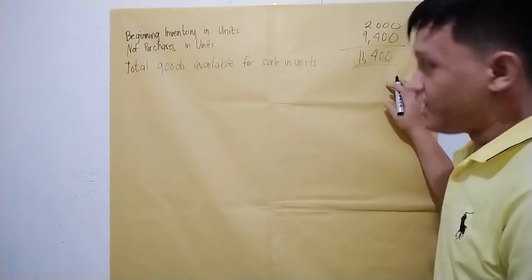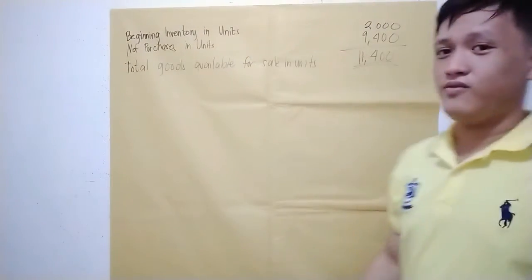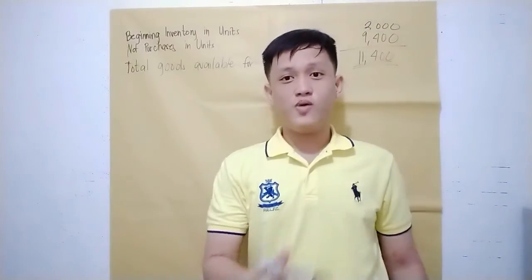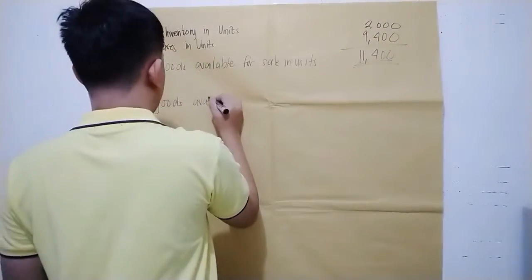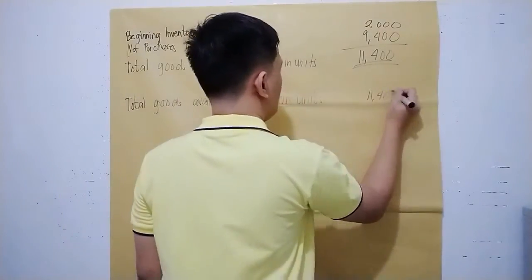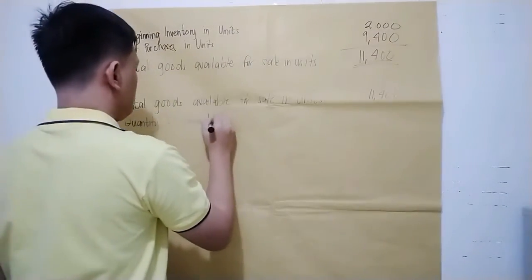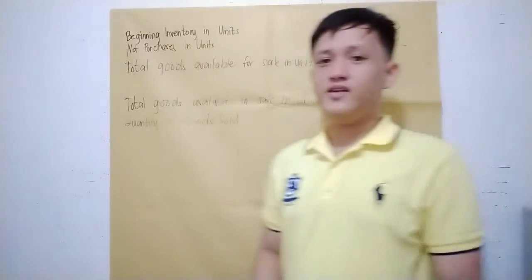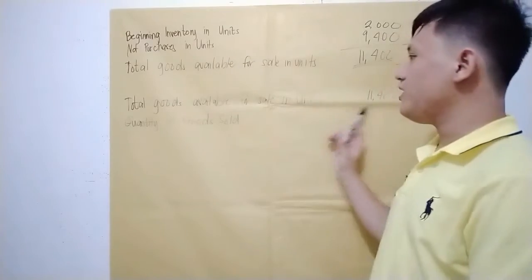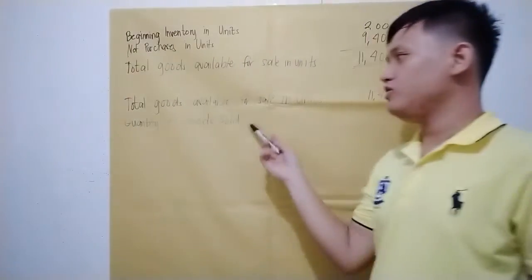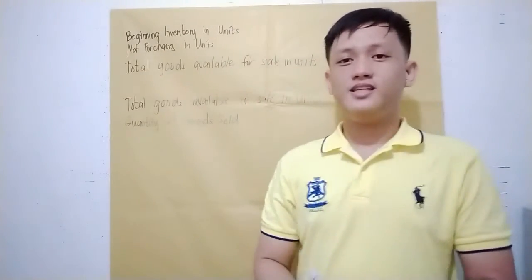Next is to get the ending inventory in units. So, first is to deduct the total goods available for sale in units by its quantity of goods sold. So, to get the ending inventory in units, we need to deduct the total goods available for sale in units by the quantity of goods sold. Okay, so what is the quantity of goods sold? All sales and sales return.